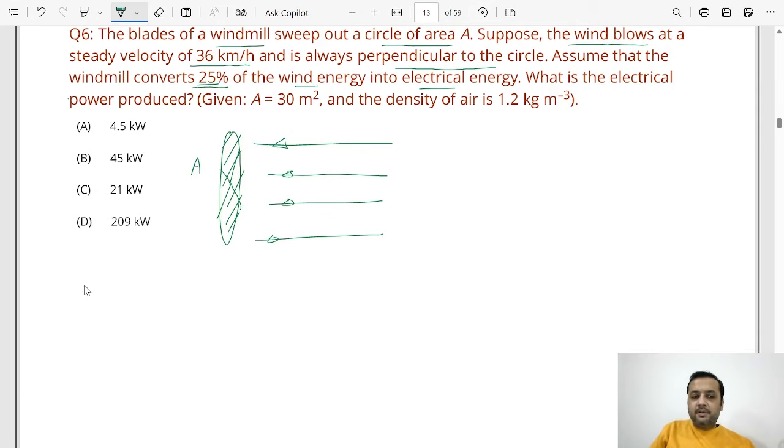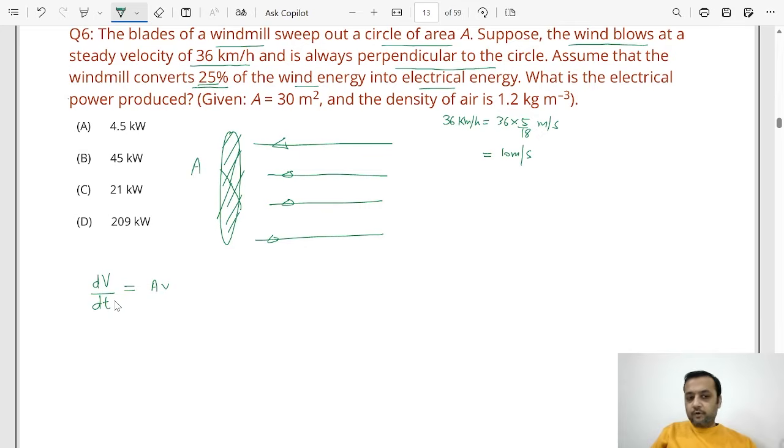If you remember the fluids chapter, the rate of volume flow is dV by dt. Remember here capital V is not velocity, it is volume. So dV by dt is area of the cross section into the speed. Look, this speed, first you have to convert into meter per second. All of you know that 36 kilometer per hour is equal to 36 into 5 by 18 meter per second, which means this will be 10 meter per second, right?